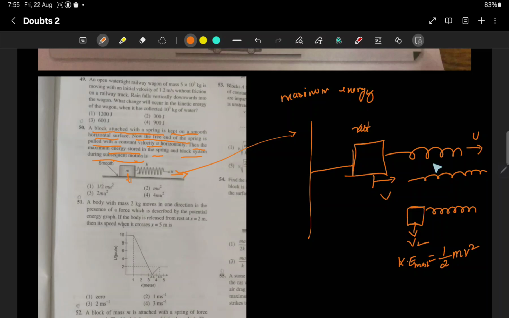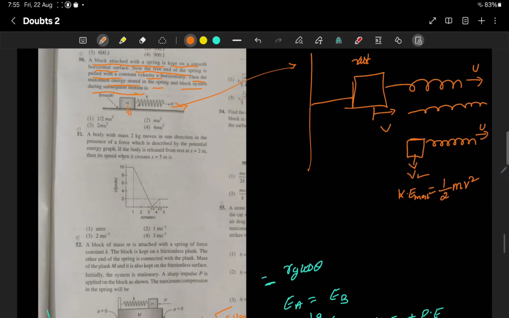Initially it is at rest. When it attains maximum extension, it will move and again come to rest. Again the constant velocity will be applied, and the same process will get repeated: rest and move, rest and move. It comes under the topic of oscillation. Relative to the spring, your block is going to oscillate.